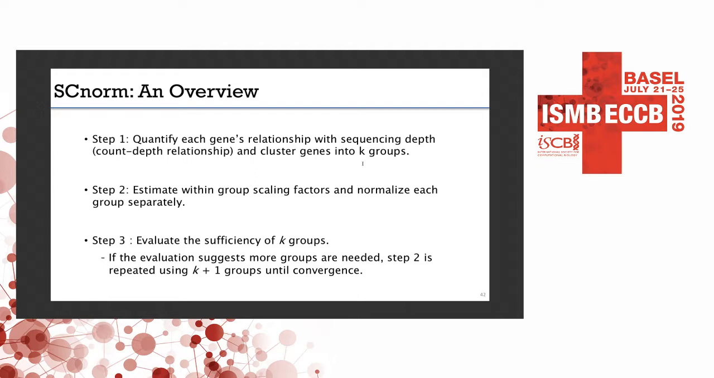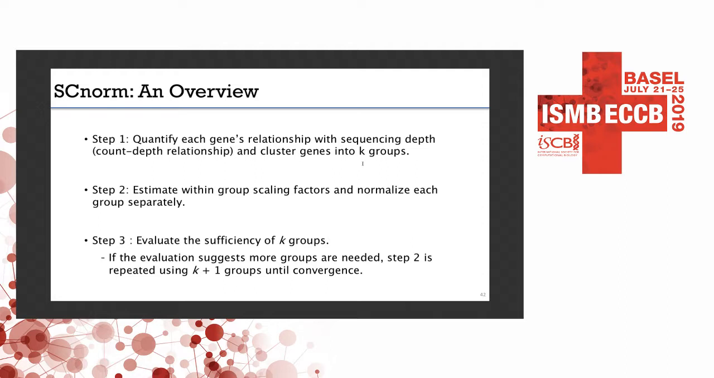The first step is to quantify each gene's relationship with sequencing depth and cluster genes according to that. We'll put them in some number of groups, so maybe we put them into four different groups. Then within each group, we'll estimate group-specific scaling factors and normalize each group separately.